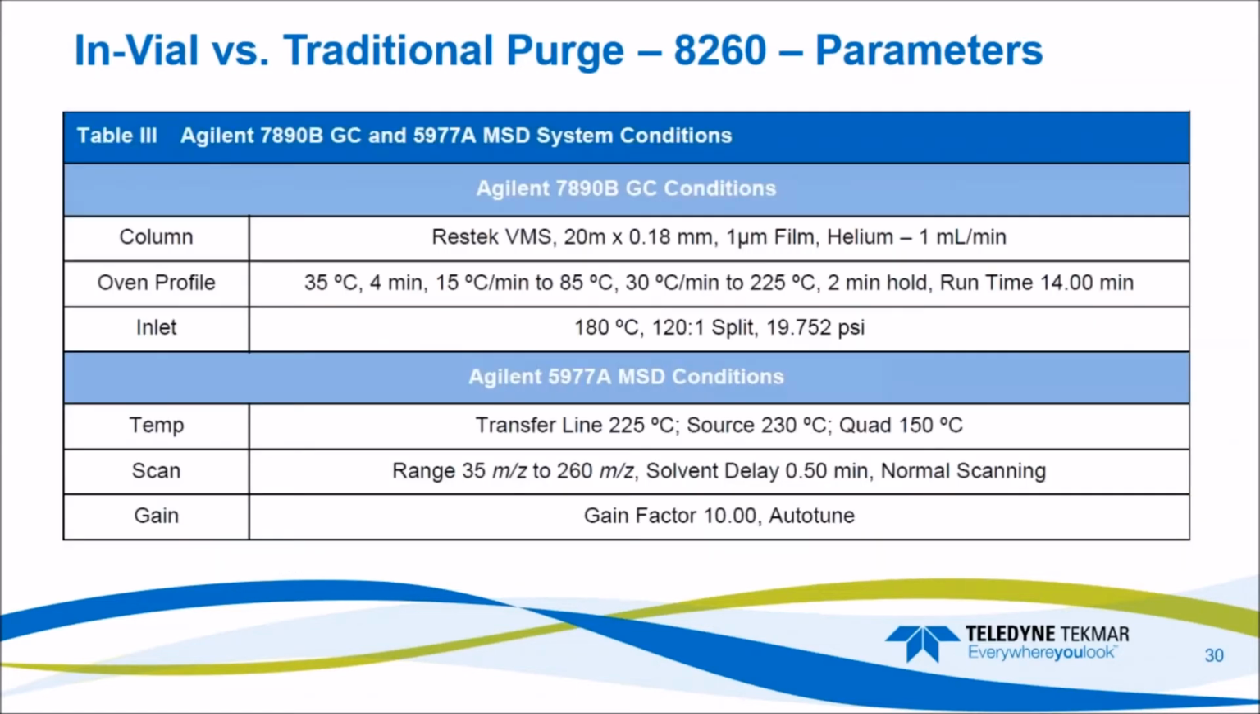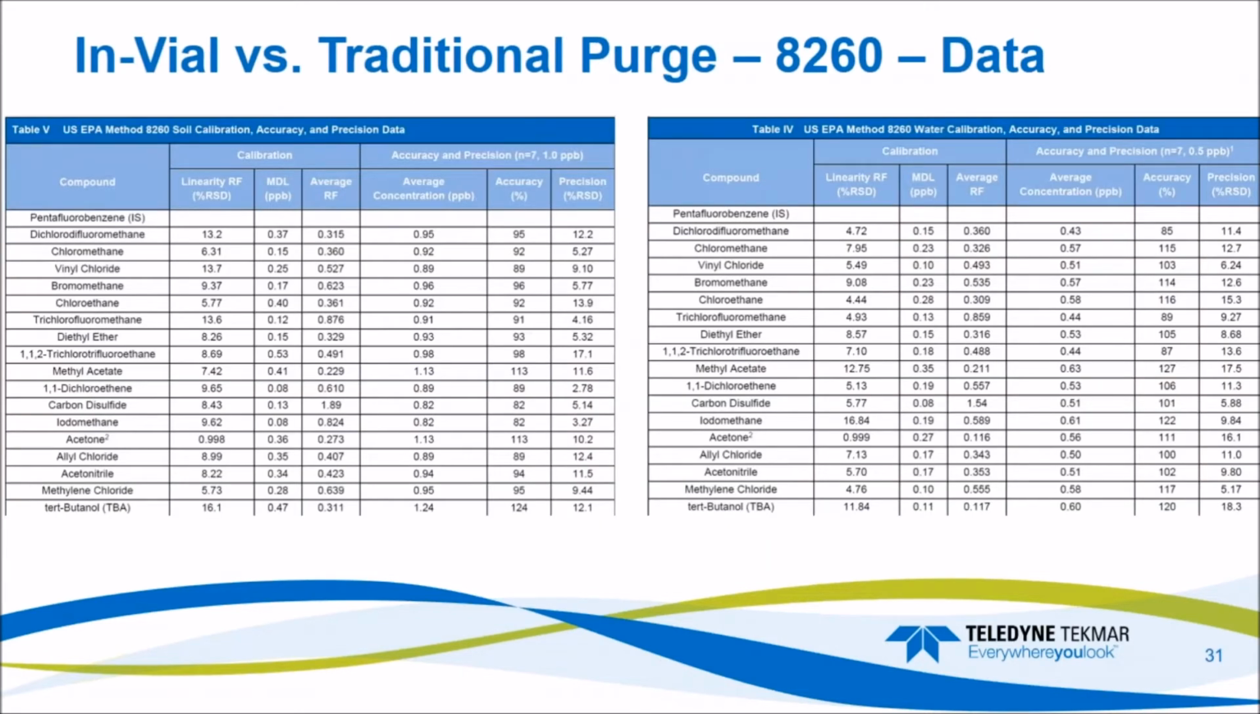And here we have the GC-MS parameters. Again, using that same column, 20 meter, 0.18 millimeter inner diameter, helium as the carrier gas, and we're using our full scan mode again. Again, our in-vial purge is shown on the left, and our traditional purge is shown on the right. In this calibration curve, for both the soil and the water, went all the way down to 0.5 ppb and went as high as 20 ppb.